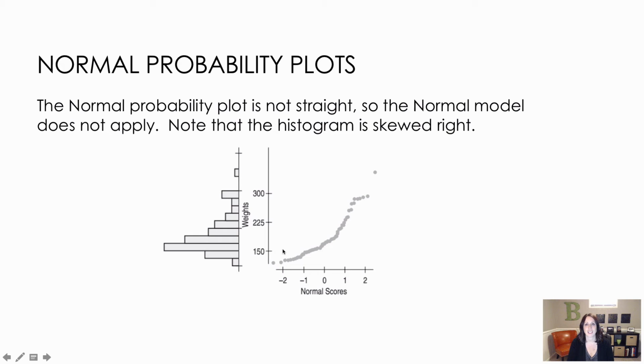Now let's look at this situation. I've got a histogram. Looking at the histogram, this is clearly skewed to the right. And if you'll notice, if I drew a straight line here, it would not look like this data. I've got some curving here, and then it's sort of flattening out. So this is the kind of normal probability plot that we would say, no, we can't use a normal model because it doesn't fit that normal probability plot.